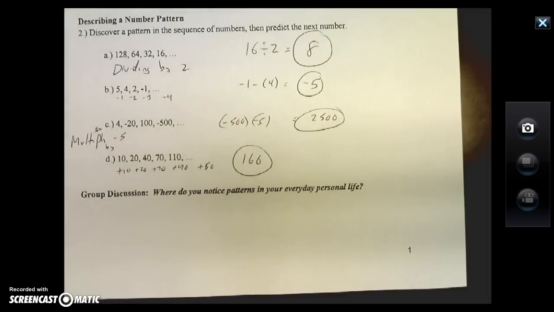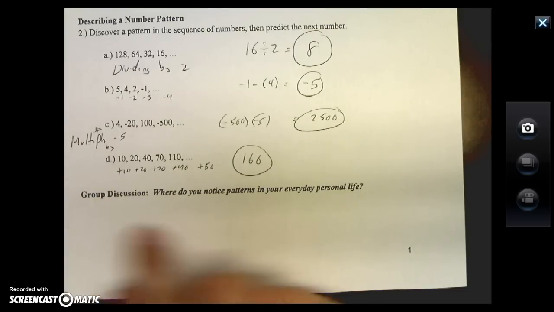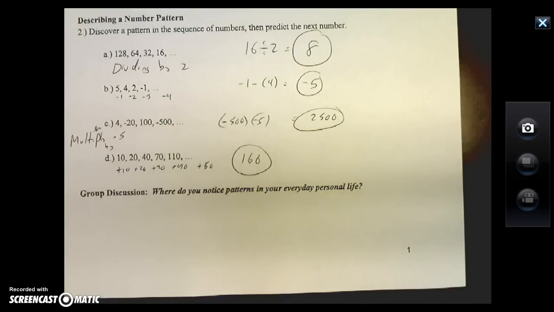Little group discussion here. Where do you notice patterns in your everyday personal life? Okay. Now, this is something that each of you can answer in your own unique way. Me, again, I'm a huge video game player. I play them all the time. I'm always using patterns. Like when I play Tetris, you're looking for patterns to set up to try to get some blocks to drop.